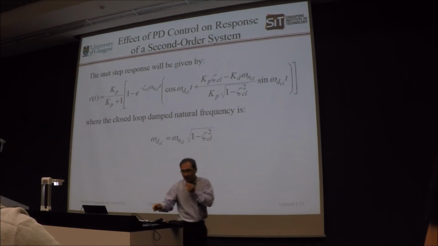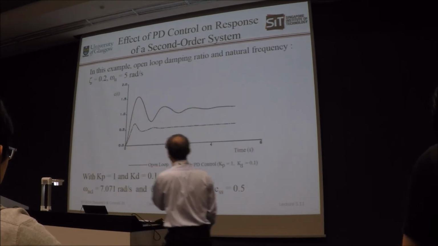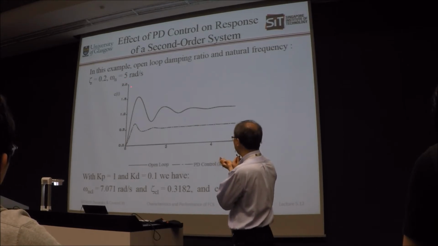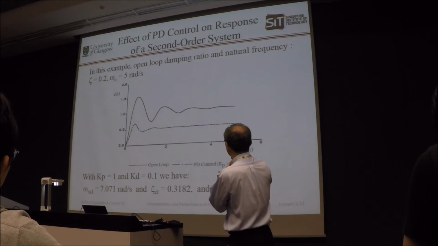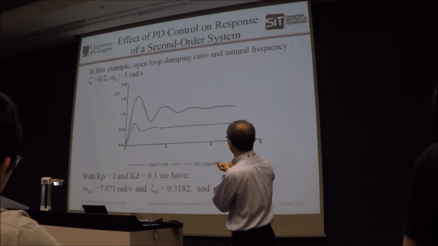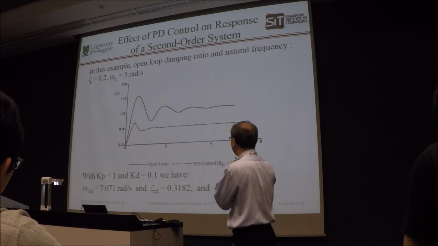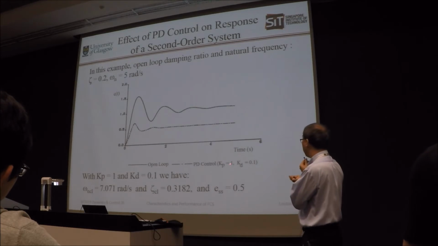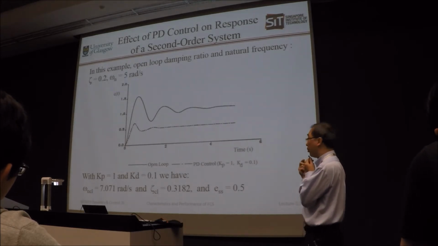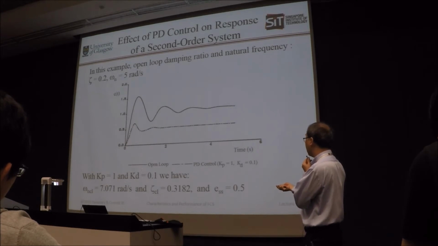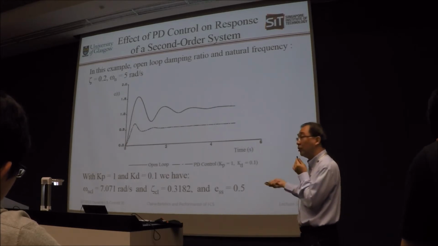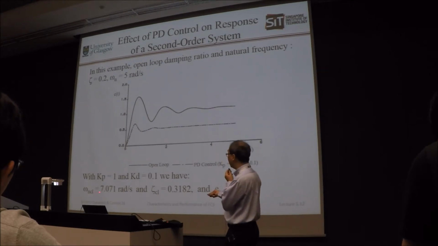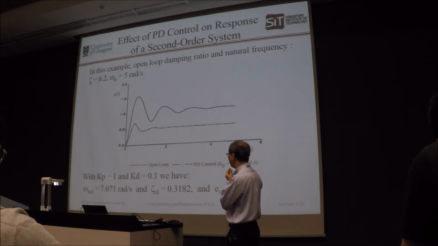Let's take a look at this example here. In this example, you can see that zeta is equal to 0.2, omega n is equal to 5 radians per second. And what happened here is this is the original response, right? Because it goes to 1, and then open loop, and then this is basically PD. So this is a case where you set your Kp equal to 1, Kd equal to 0.1. Okay, and if you were to work it out, what is your closed loop natural frequency? 7.07. What about your closed loop damping?